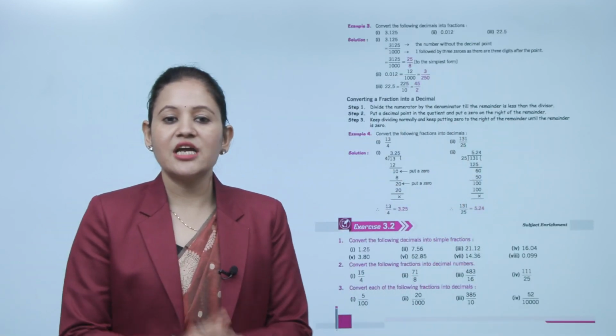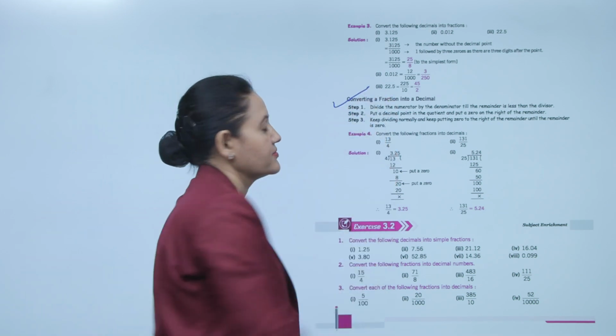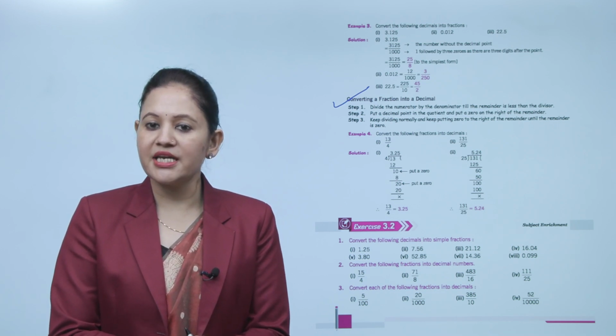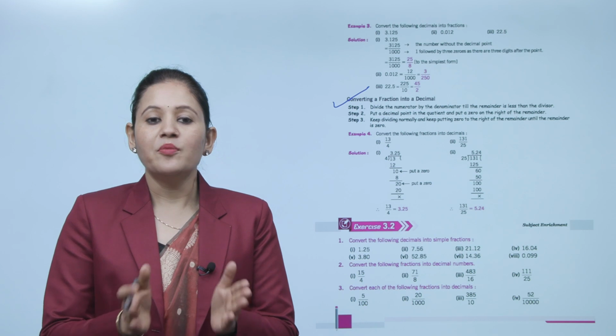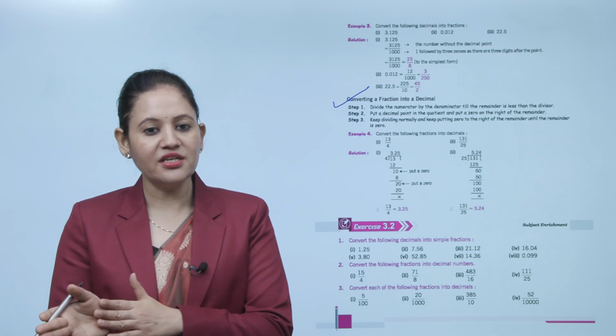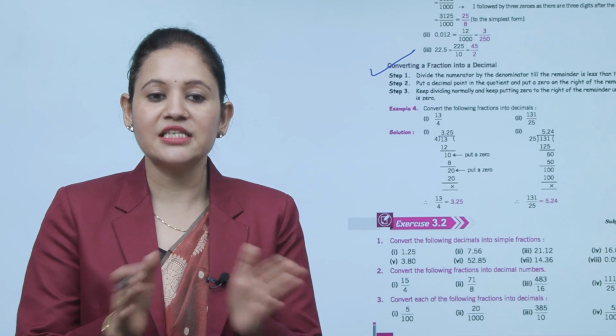Next one is converting fractions into decimals. Step 1. Divide the numerator by the denominator till the remainder is less than the divisor. Put the decimal point in the quotient and put zeros on the right of the remainder. Keep dividing normally and keep putting 0 to the right of the remainder until the remainder is 0.